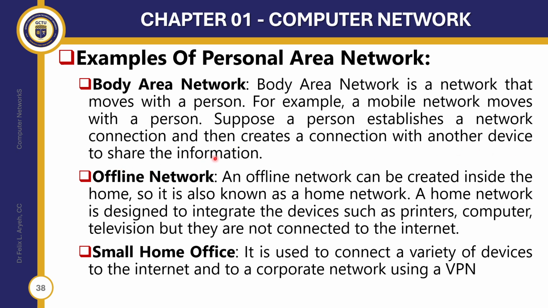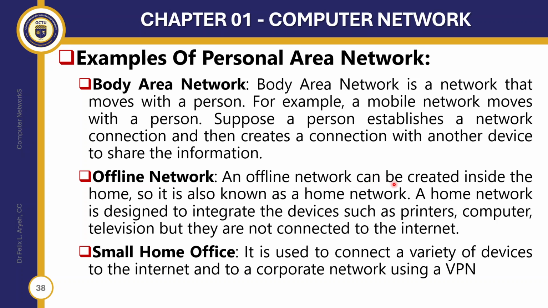So I have my mobile phone with me. I'm using a smartwatch. Once I connect my smartwatch Bluetooth to the phone's Bluetooth to monitor my heart rate and all, it becomes a body area network. So it's an example of a personal area network.